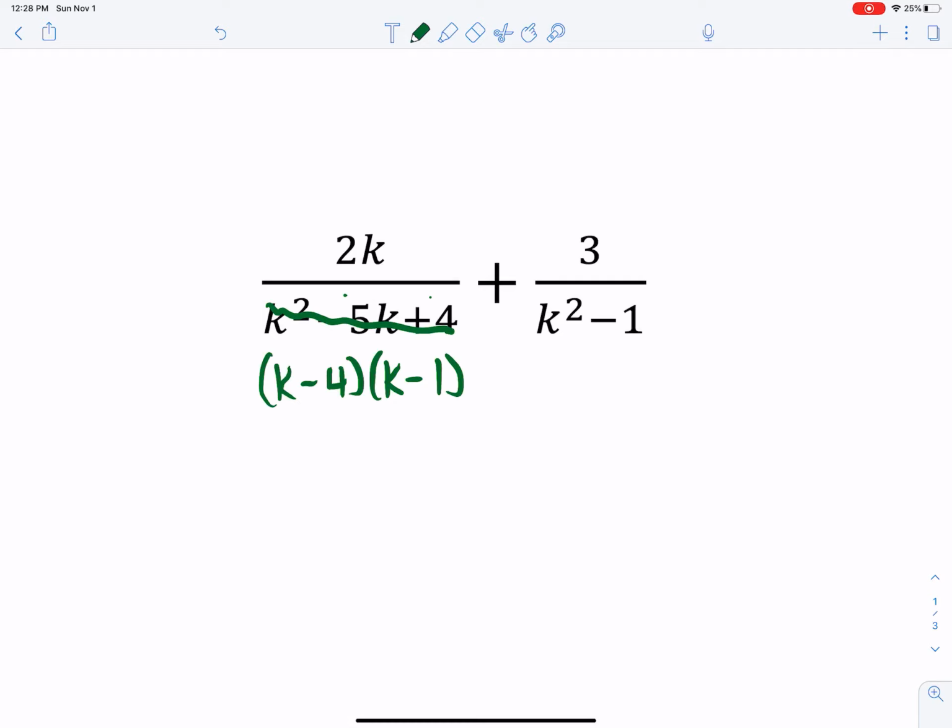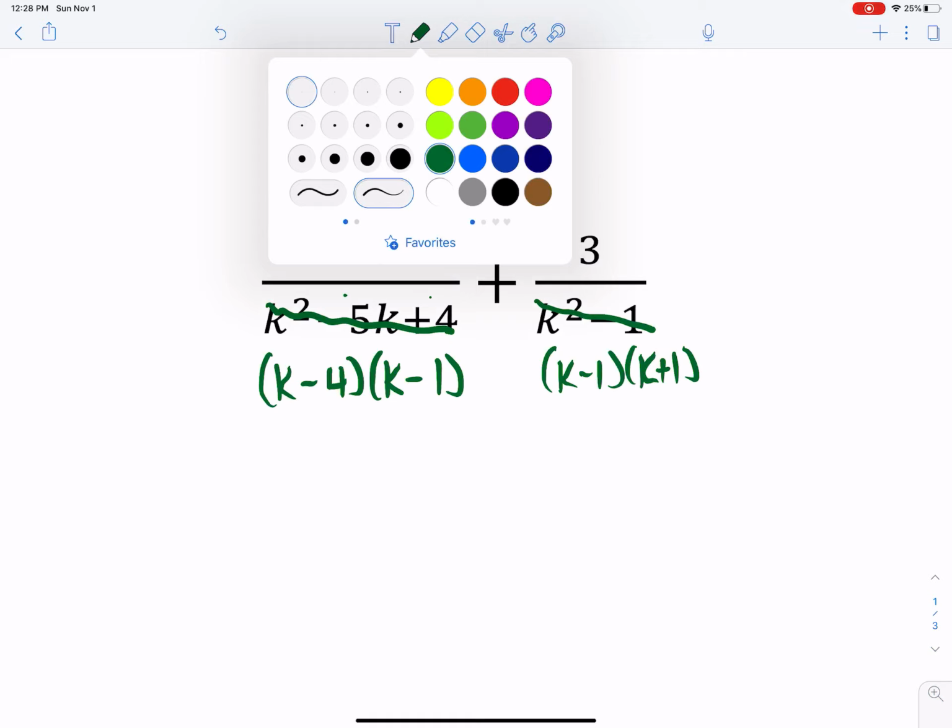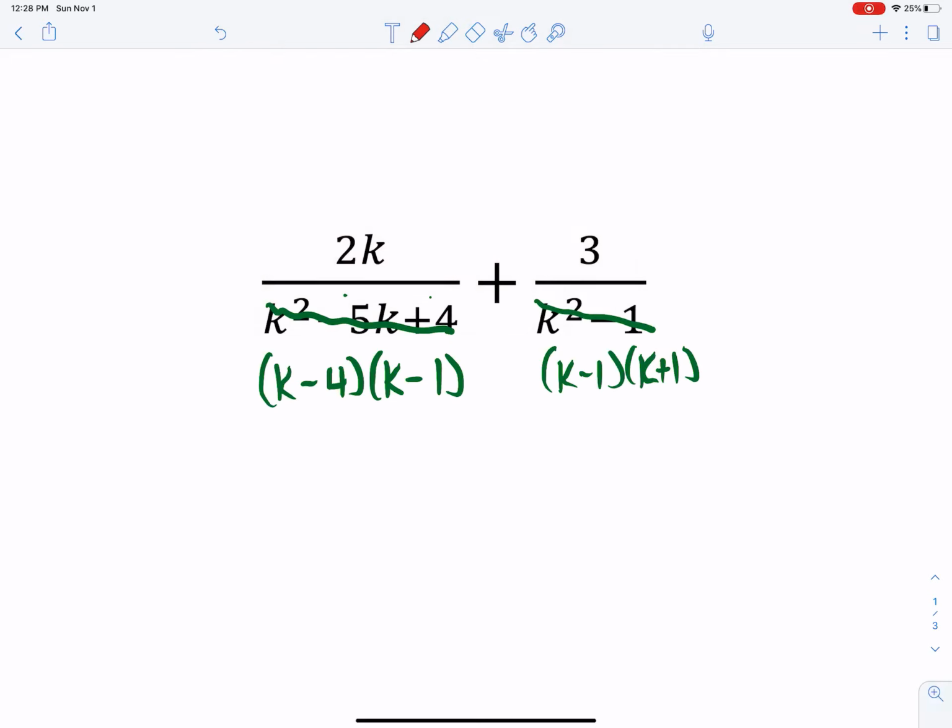For the second one, that's a difference of squares. It would be k minus 1 times k plus 1. So that's our denominator for the second one. So now when you're trying to figure out what do I need to multiply by each fraction to get common denominators? For the first one, you're thinking, what is the bottom of the first one missing that is on the bottom of the second one? And that would be k plus 1.